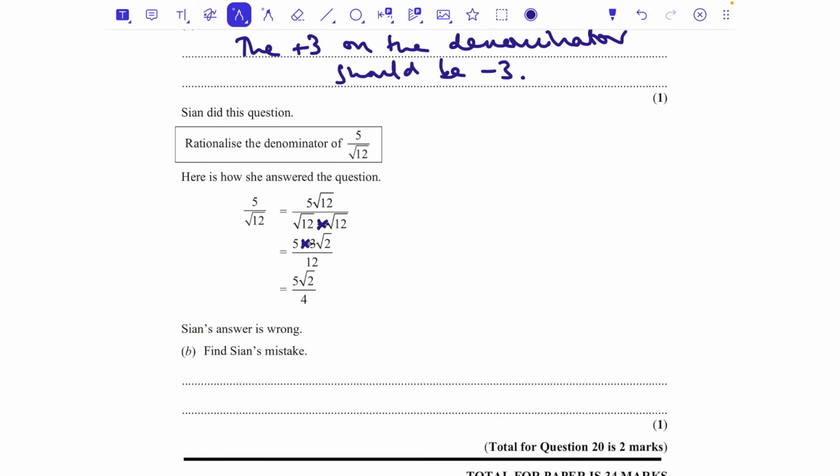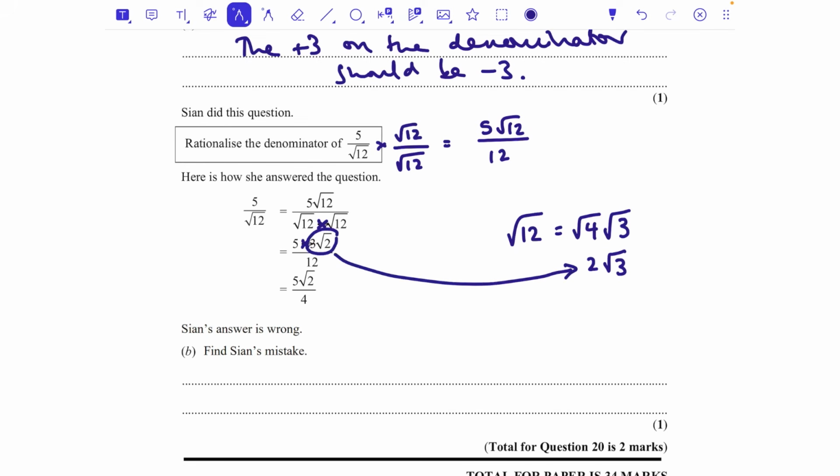So she's multiplied the top and the bottom by root 12, which is exactly what we would want her to do. So we've times the top by root 12, we've times the bottom by root 12, and that is 5 root 12 over 12. Great. She's then simplified root 12 by finding a square number that goes into it, and a square number that goes into 12 is 4. So I'm going to rewrite that as root 4 times root 3, which is 2 root 3. So she's said that that is 3 root 2, when actually it should be 2 root 3. So root 12 is 2 root 3, not 3 root 2.